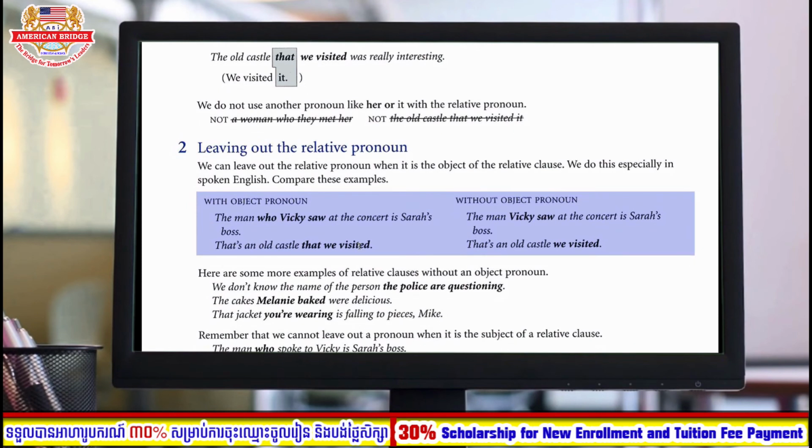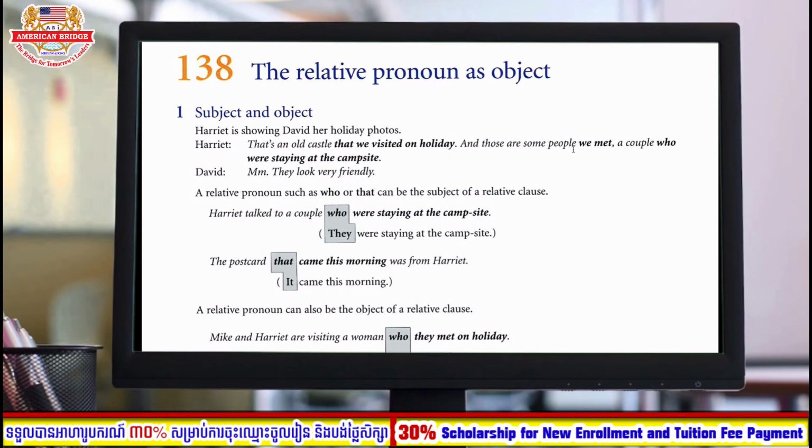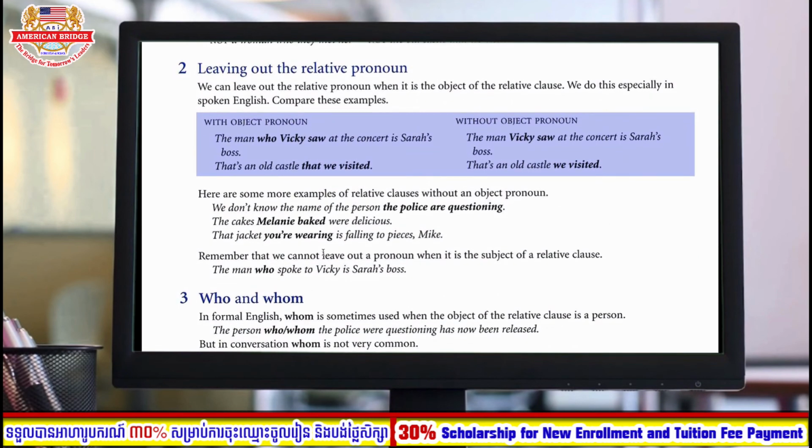So, leaving out the relative pronoun: when you use a relative clause, you can also leave out the relative pronoun. You don't need to include who, that, and which. For example, here, "and those are some people we met." It's supposed to be, "and those are some people who we met," right? But in this case, you can leave it out like this. So when and how do we leave the relative pronoun out? We can leave out the relative pronoun when it is the object of the relative clause. We do this especially in spoken English.